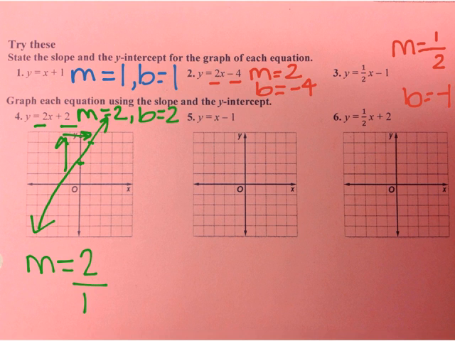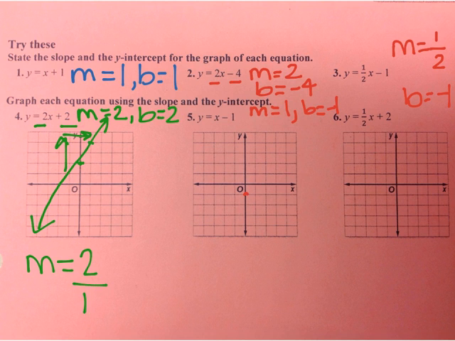Okay, let's look at number 5. Number 5 says y equals x minus 1. So once again, my slope is the number that comes before the x, which is a 1, and my y-intercept is going to be negative 1. So once again, my y-intercept is whenever my x is 0, my y value is going to be what the y-intercept is. So if I start at 0 for x, and then go down to negative 1, that's what that point is.